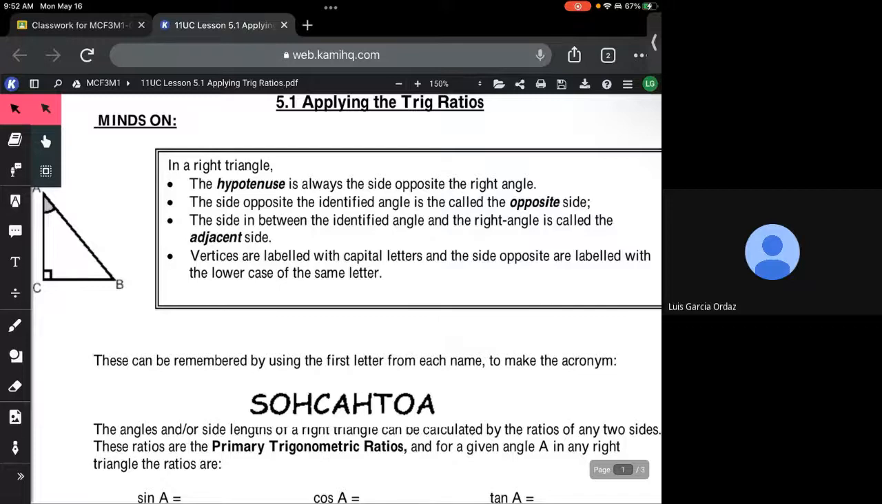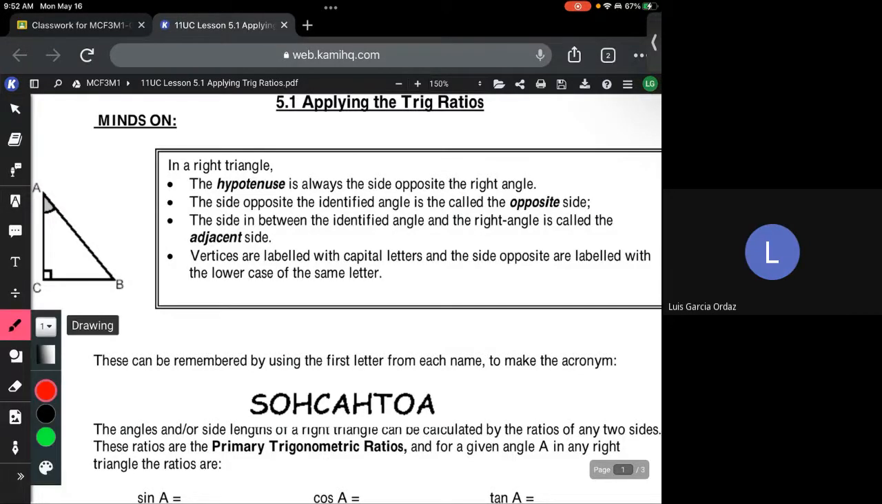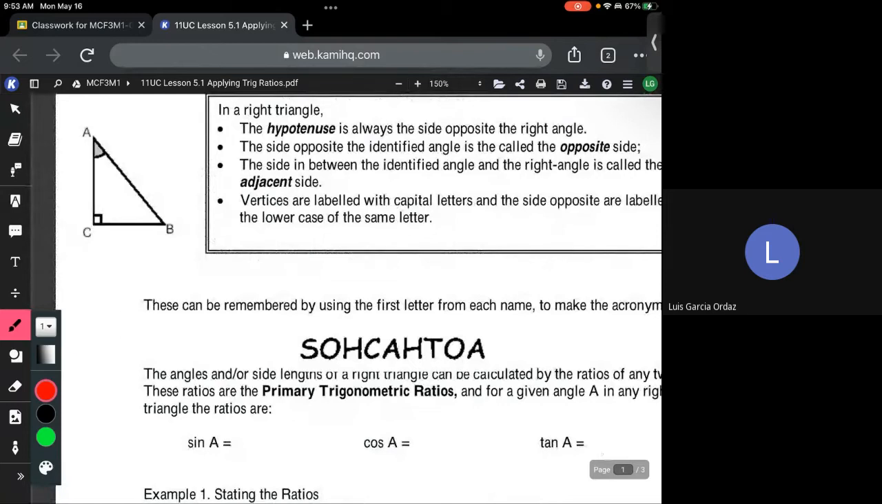What that means is we know something is a right angle when one of the angles is labeled with a little box, which is over here.